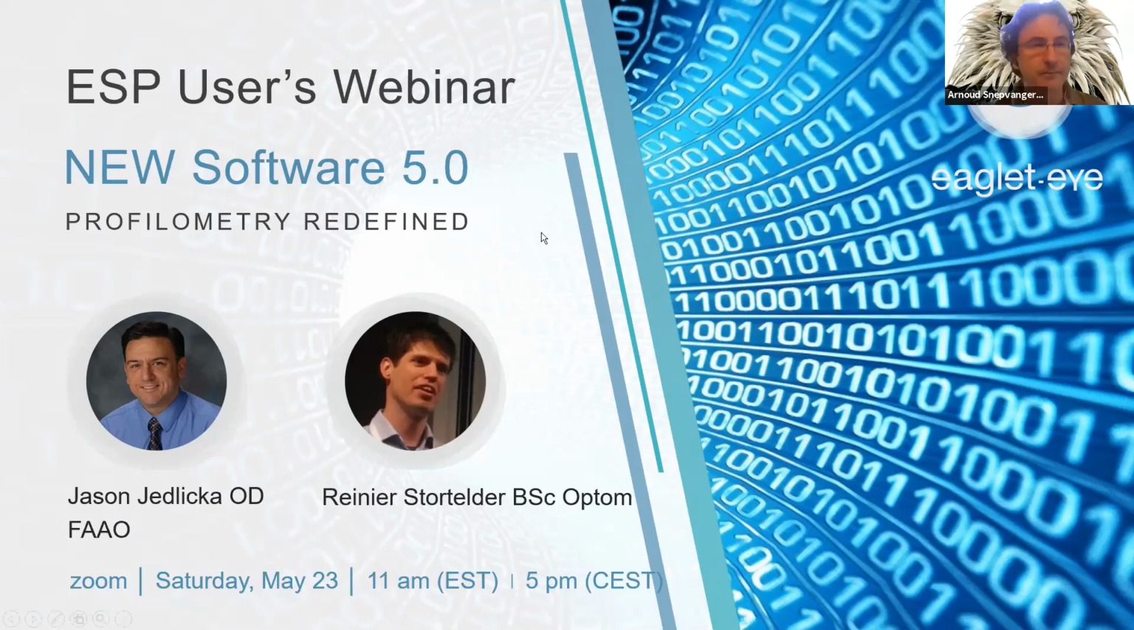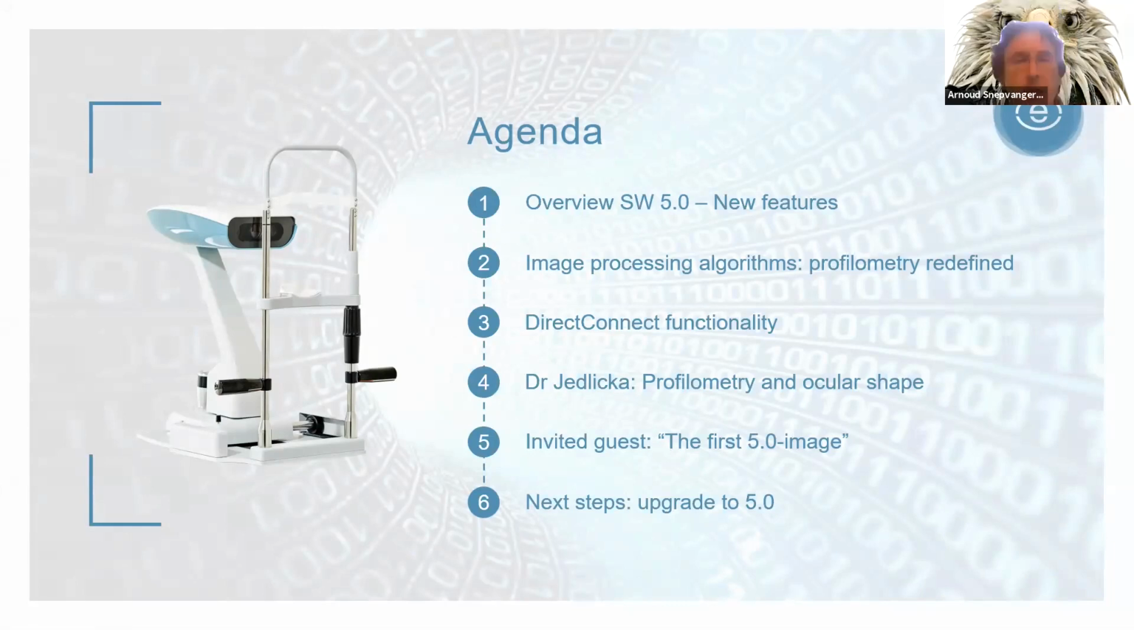So let's have a quick look at the agenda. Reinier will take us through the basis of software 5.0, including the new algorithms and the DirectConnect functionality. Then Dr. Jason Jedlicka will look at research about ocular shape using PROFILOMETRY, and highlight some of the findings that we've had because of this new technology.